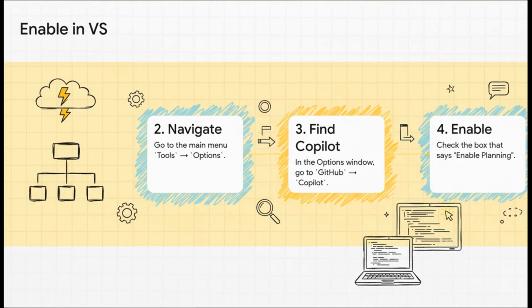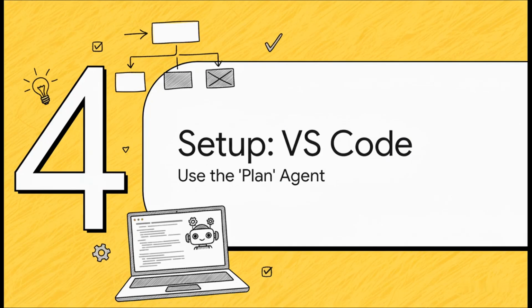It's super simple, seriously. First things first, make sure you're on the latest version of Visual Studio 2022. That's version 17.14 or newer. Then you just go to the main menu, Tools, then Options. In that window, find the GitHub section, go to Copilot, and there it is. Just check the box that says Enable Planning. Boom, you're done.